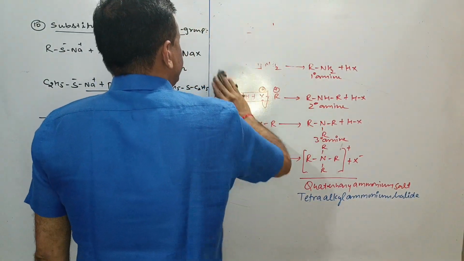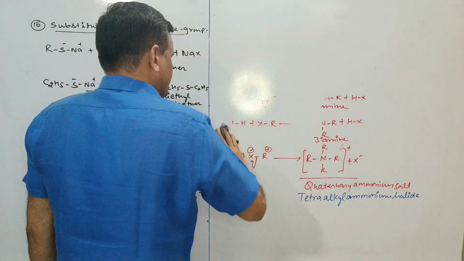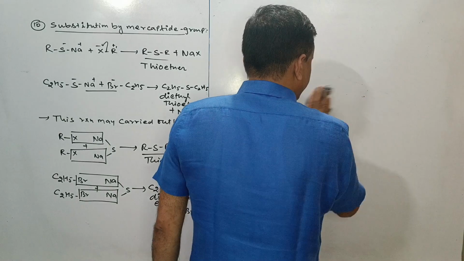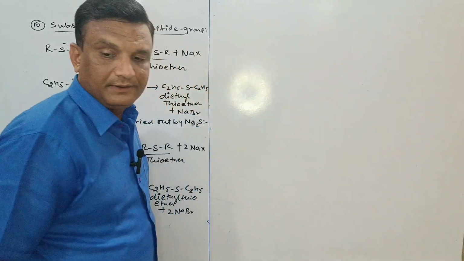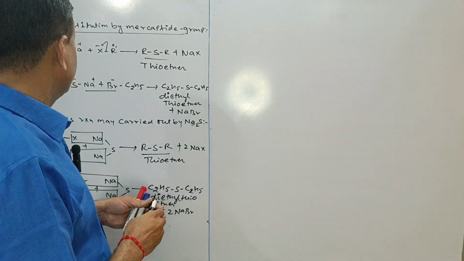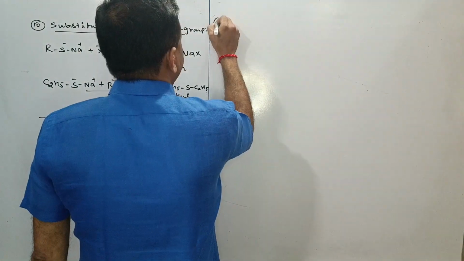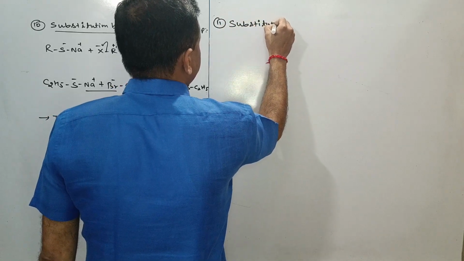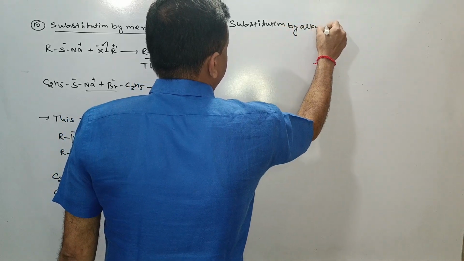and now we'll go with the very important reaction for the interconversion, through which you can change an alkane into an alkyne also. So what is that? Listen to me carefully. This is too important. So this is the 11th reaction. Substitution by alkynyl group.